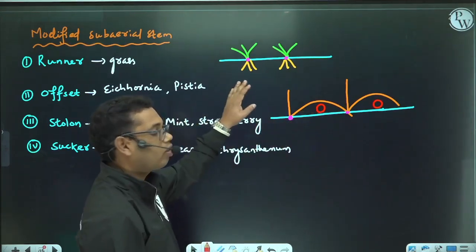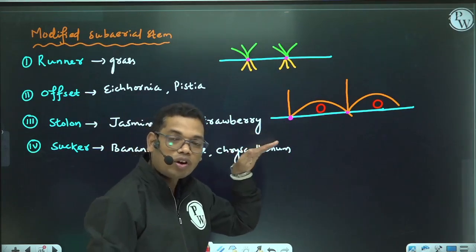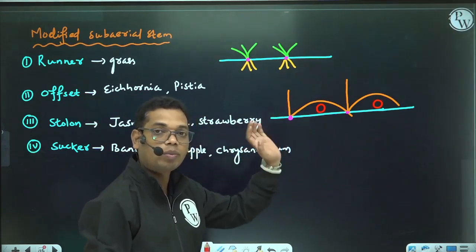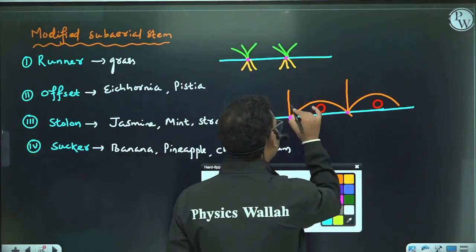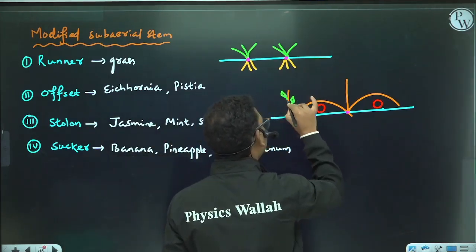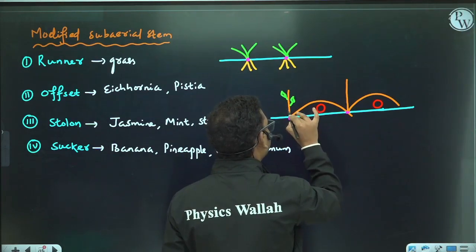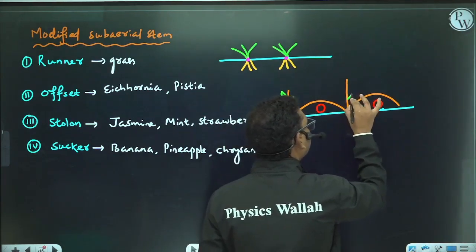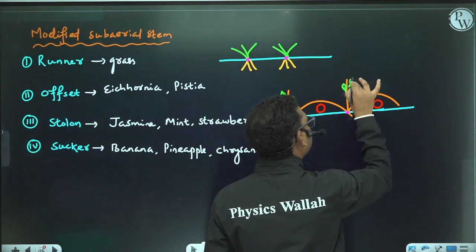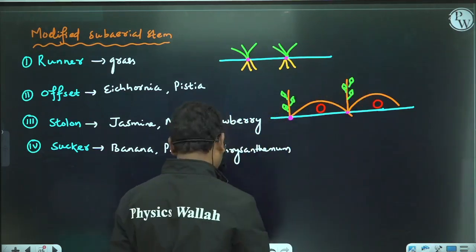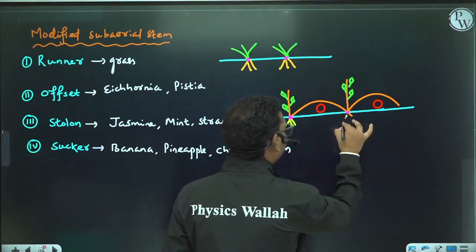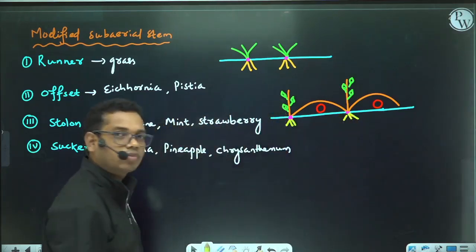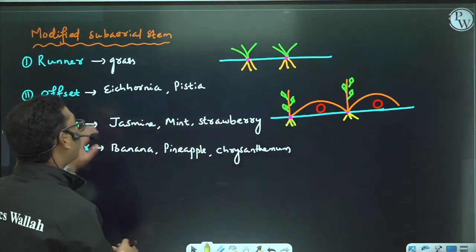But in case of runner, the stem is growing horizontally. That is why it cannot overcome any small obstacle. Here the leaves will be there, and here also leaves will be there. These are basically branches, and here also we will have the adventitious roots. So what about offset?